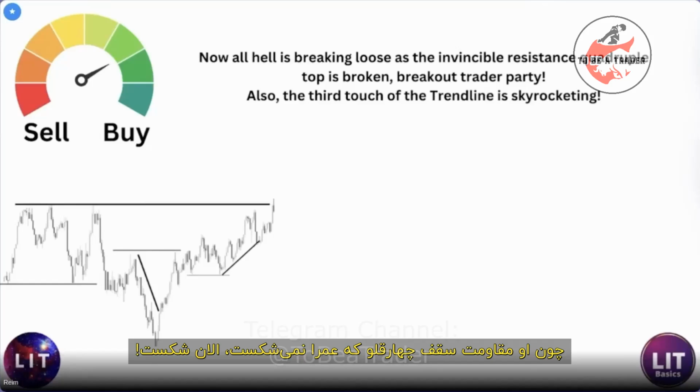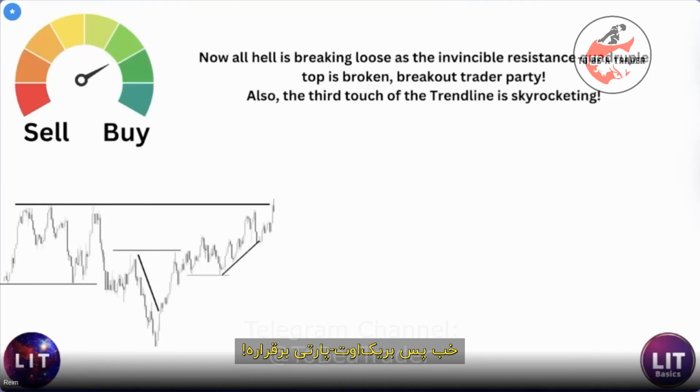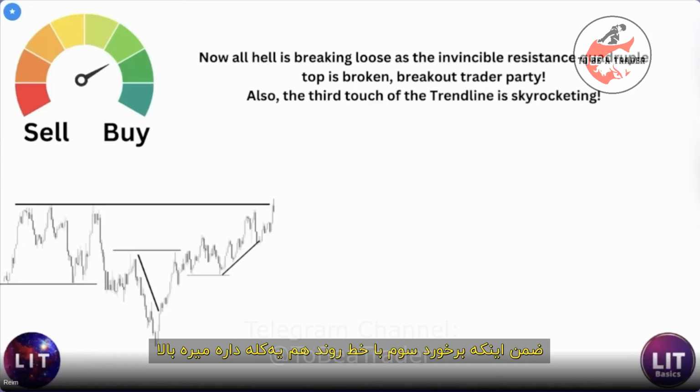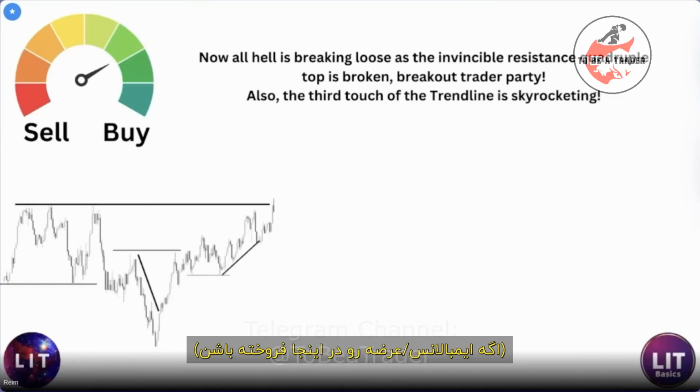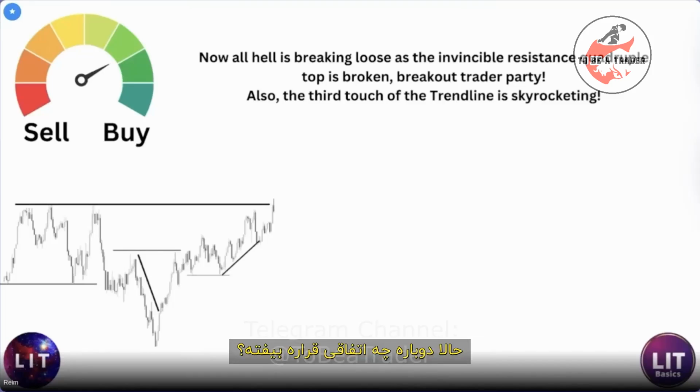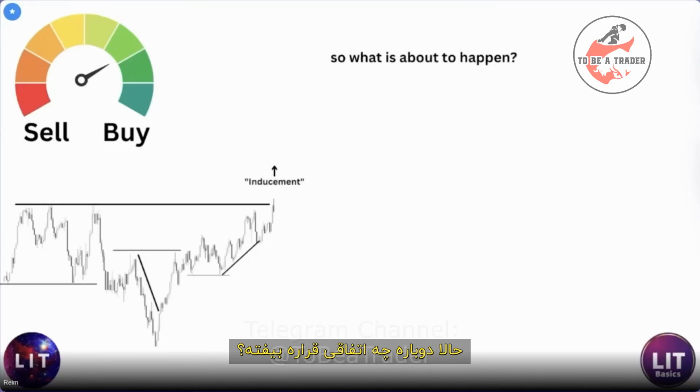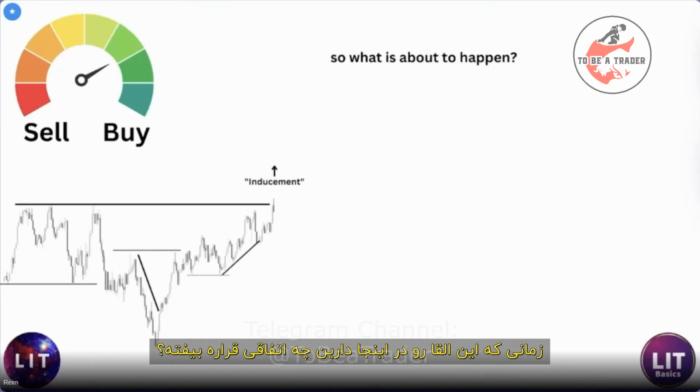So now, at this point, all hell is breaking loose, as the invincible resistance of the quadruple top just literally got broken. So breakout party is going on. So also the third touch of the trend line is skyrocketing. So the smart money traders obviously are stopped out anyways if they sold off the imbalance, whatever supply in here, right? And again, trend traders, they're getting very excited. Breakout traders, they're getting very excited. Support traders, they're getting very excited. This overall momentum, very excited. Again, what is actually about to happen? So what is about to happen when you have this inducement in here and the world is getting a little bit too excited about buying in here?